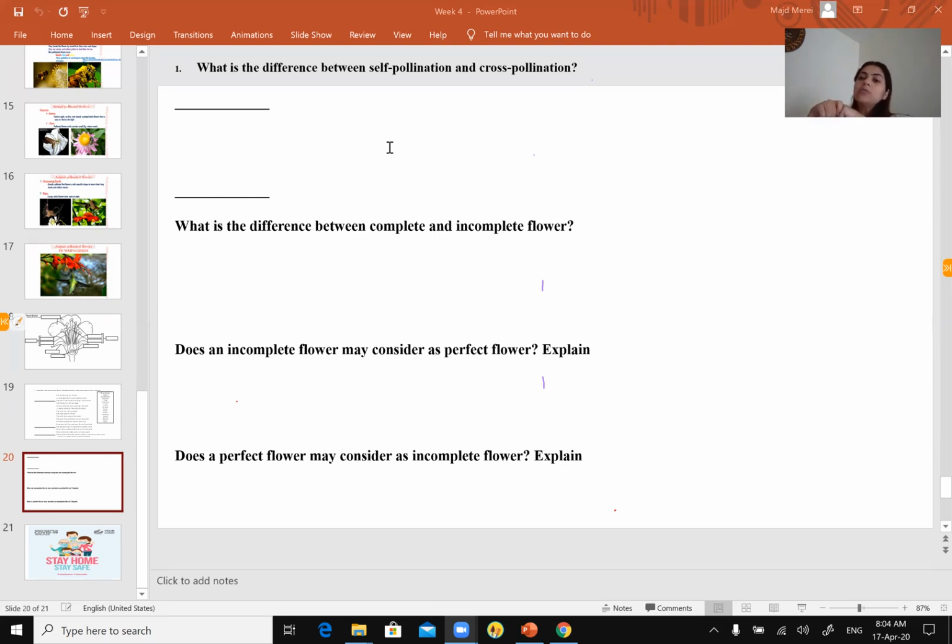Okay, perfect flower means it contains both male and female reproductive parts, stamen and pistil. But the incomplete may lack any of the 4 parts. So yes, maybe it's a perfect flower. Maybe this flower has both stamen and pistil, but it lacks one of the other 2 parts. So the answer is yes. Does a perfect flower may be considered as incomplete? It is the same, by the way. Perfect flower, so it has what? Both male and female. May be considered as incomplete? Yes, because maybe the other parts are missing.